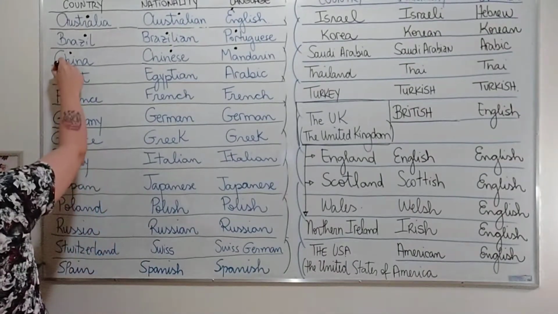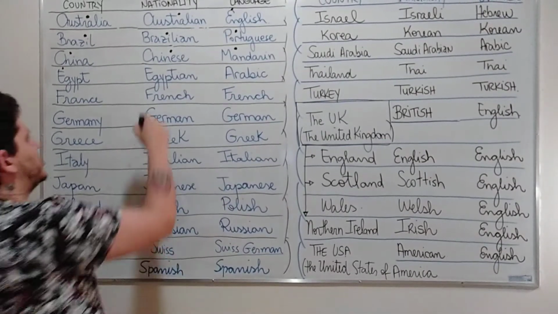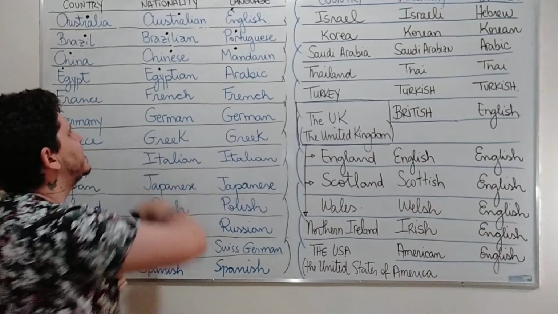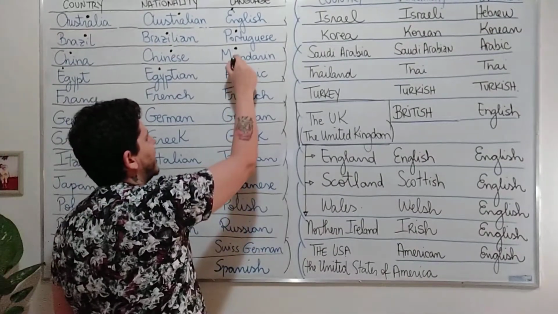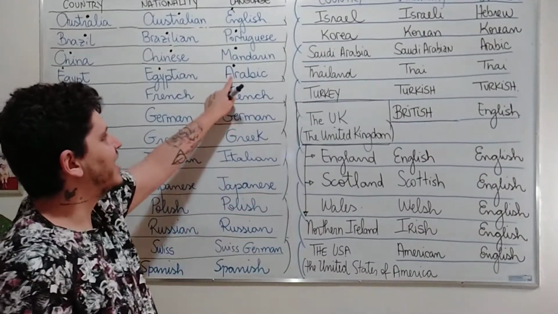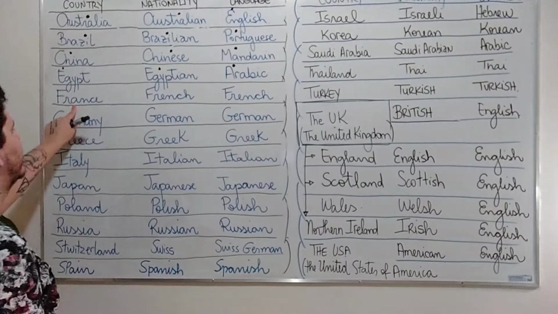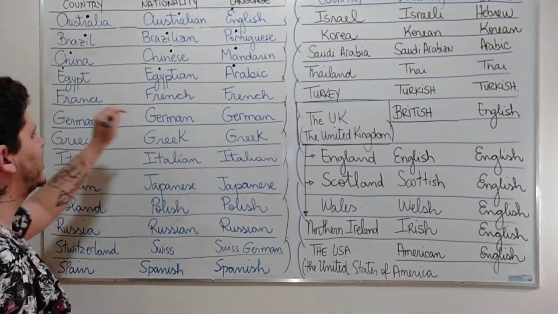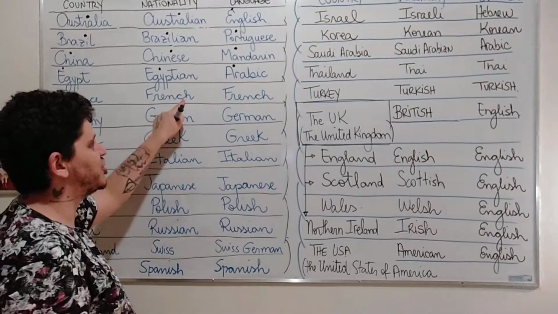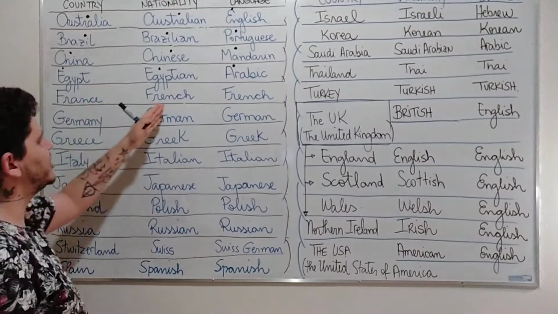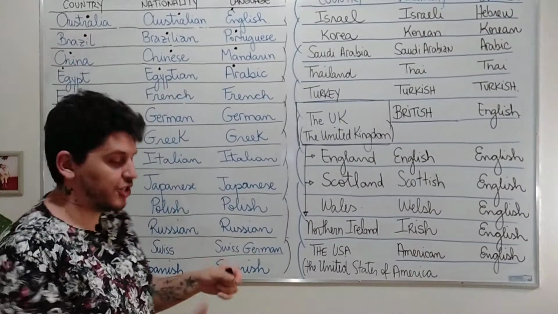Egypt, Egyptian, Arabic. Next one. France, French, French. So France, French, French. The country is France, the nationality is French, the language is French.